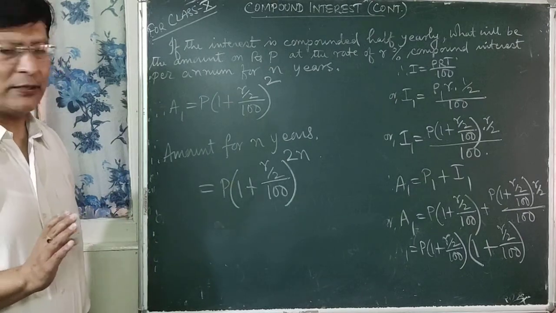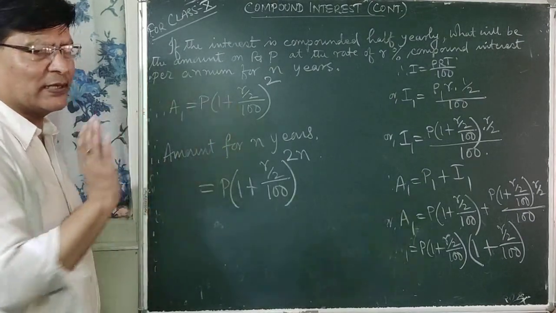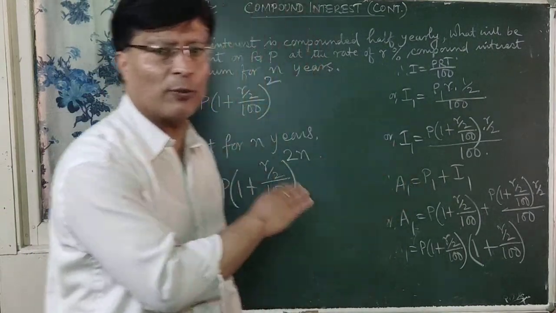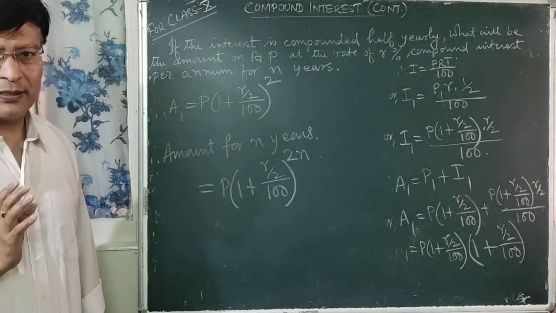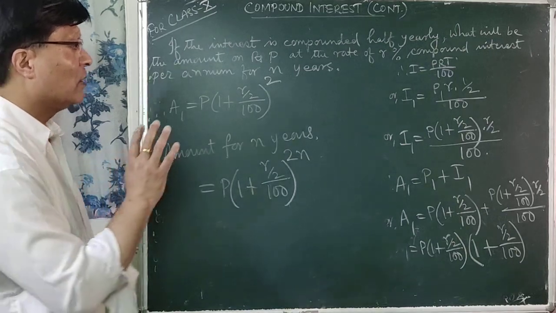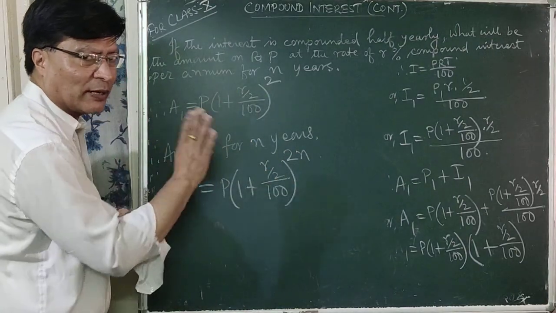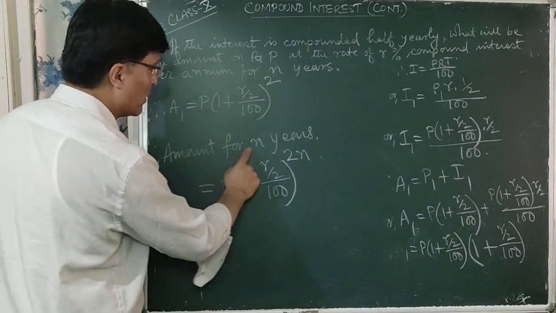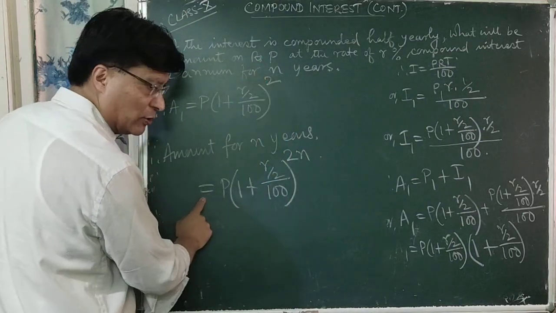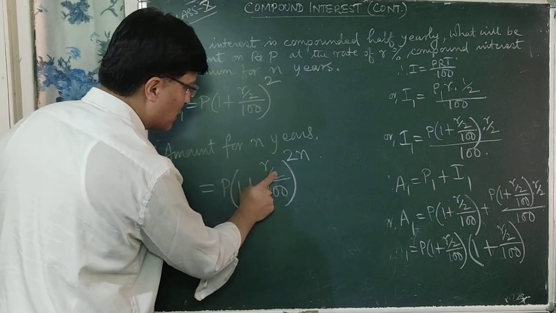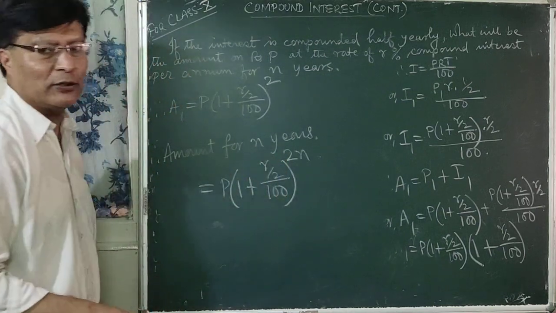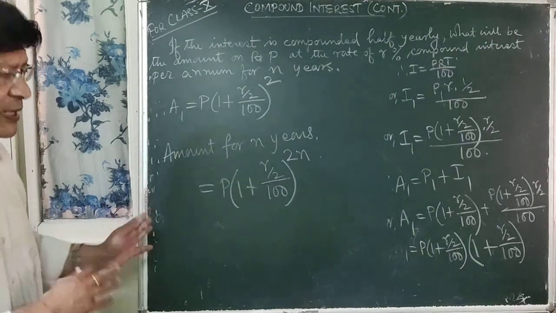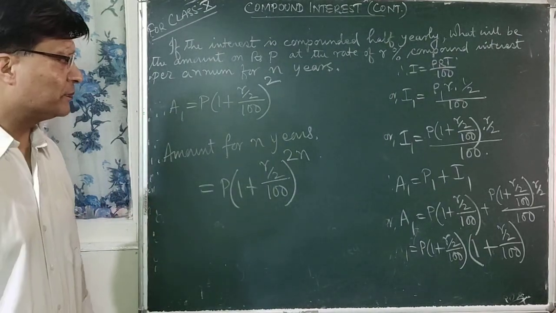So I think you've understood it. No need of doing all these things. I just wanted you to know how the formula has been derived. So this is only the derivation. You don't have to do anything here. Just remember this formula, that is, amount for n years for this problem will be equal to P into 1 plus R by 2 divided by 100 whole to the power 2n. So you can copy it. Just try to understand it. Okay.